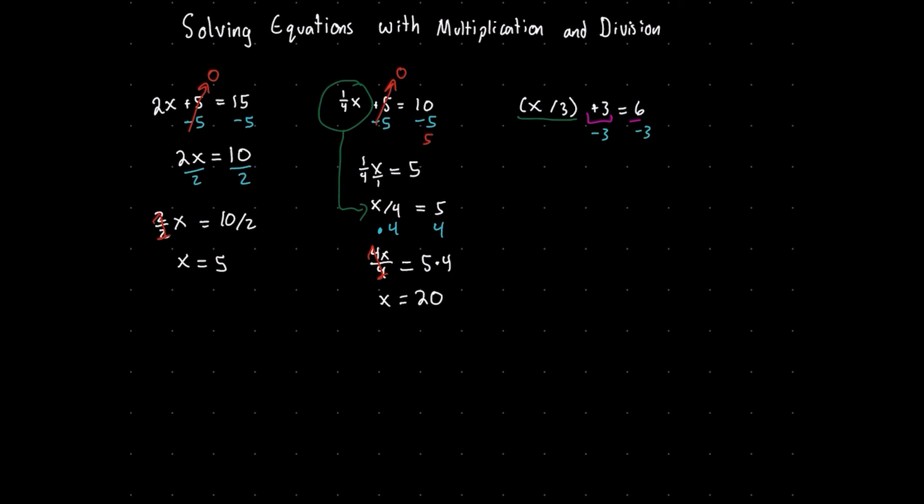And we will get x divided by 3 is equal to 6 minus 3, because this becomes 0, and 6 minus 3 is 3, so equals 3. Now, multiply both sides by 3, and we will get 3x over 3 is equal to 3 times 3, and this becomes 1, so we're just left with x, and 3 times 3 is 9, so we get x equals 9.